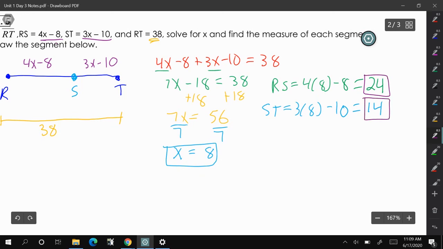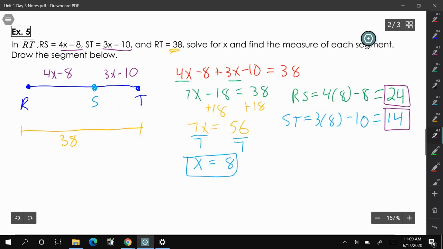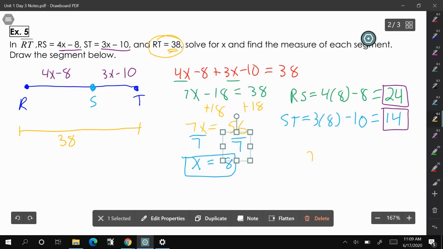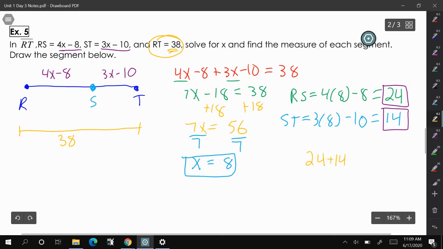And what you should do is you should double check. We're told that the whole segment is 38 units long. Well, what is 24 plus 14? That is 38, which is what we were told originally. So this is just a way to double check to make sure that you did the problem correctly. If these two numbers didn't add up to 38, then you know you made a mistake somewhere. Either you made a mistake solving for x, or you made a mistake plugging this back in.